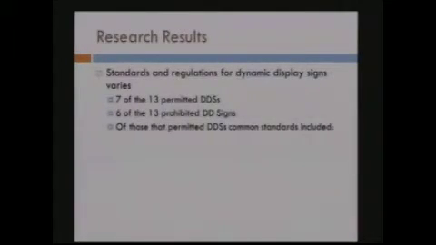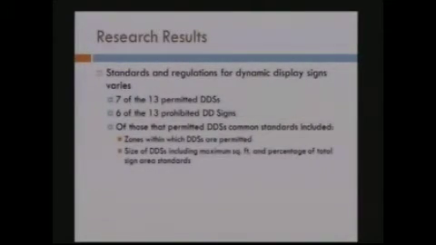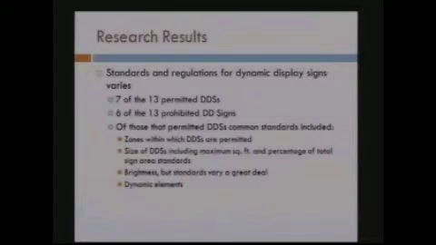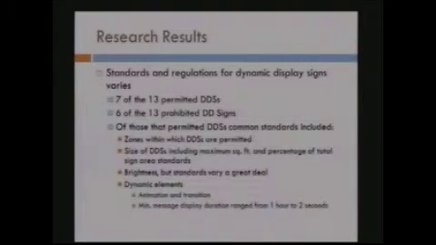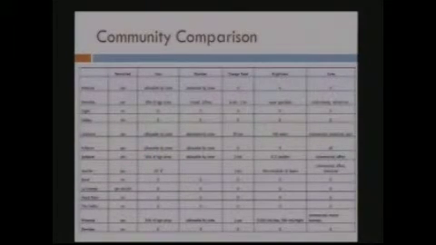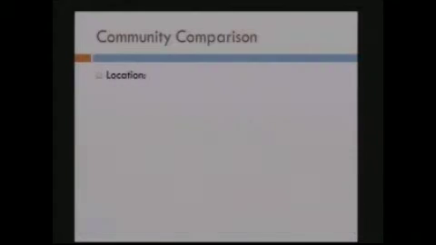And of those that permitted the dynamic display signs, common standards include zones within which these types of signs were permitted, which are generally limited to commercial or more intensive zoning districts. The size of the dynamic displays that were permitted may include a maximum square footage of the dynamic display or a percentage of the total sign area, and those did vary depending on the community. Brightness standards were often addressed, but there was a great variety in the method and the standard by which they were managed. Dynamic elements were often addressed, including minimum display duration, animation and transition time, as well as a few other items. This is a table included in your packet that summarized those, and I can't read that on the screen here this evening.